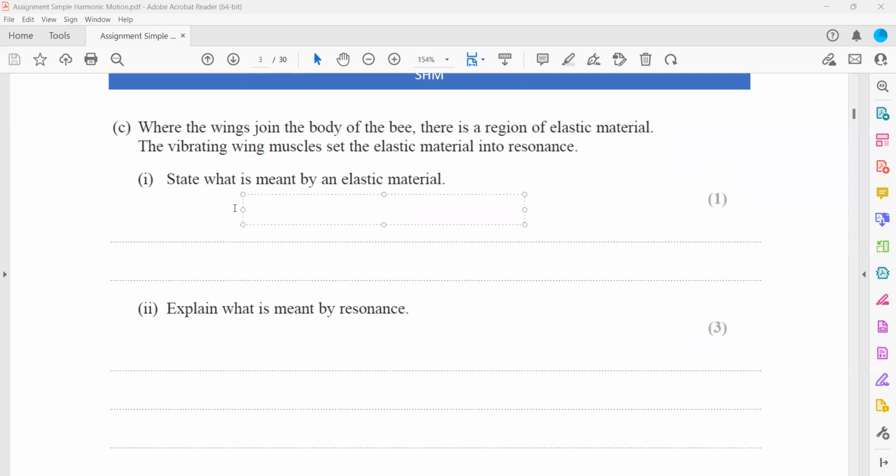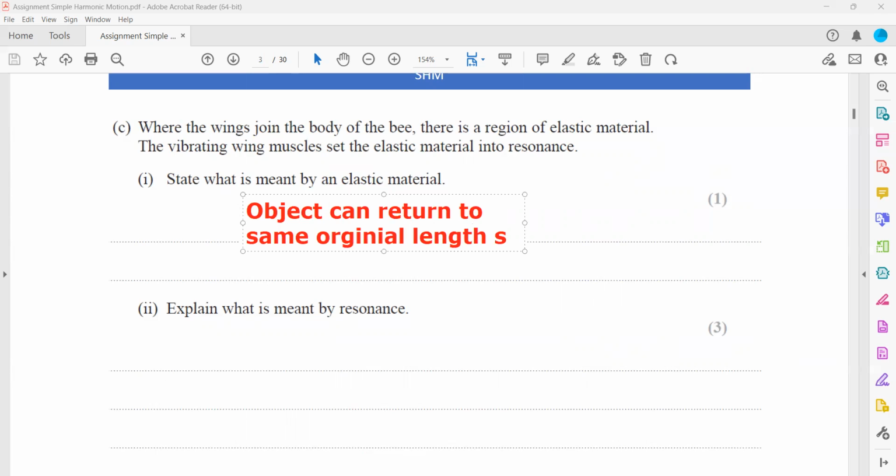So, elastic material means that the object can return to the same original length, shape, or size when the force is removed.